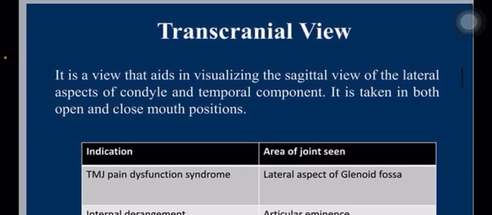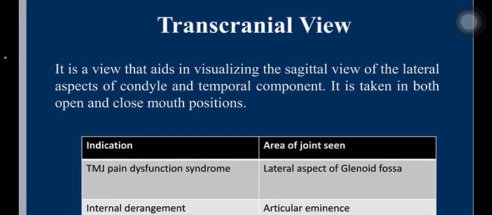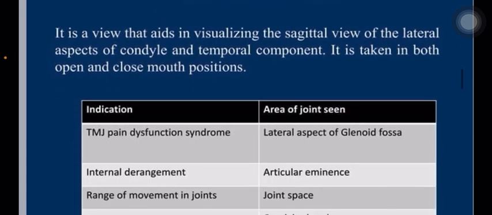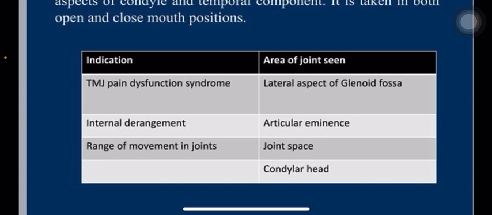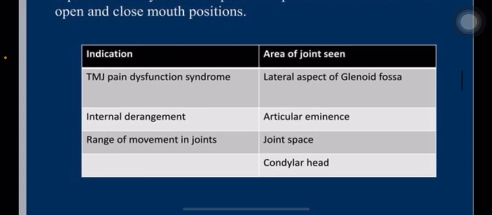Starting with the transcranial view. It is a view that aids in visualizing the sagittal view of the lateral aspect of the condyle and temporal component. It is taken in both open as well as closed mouth positions. The indications are TMJ pain dysfunction syndrome, internal derangement and range of movement of the joint. The areas of interest are the lateral aspect of the glenoid fossa, articular eminence, joint space and the condylar head.